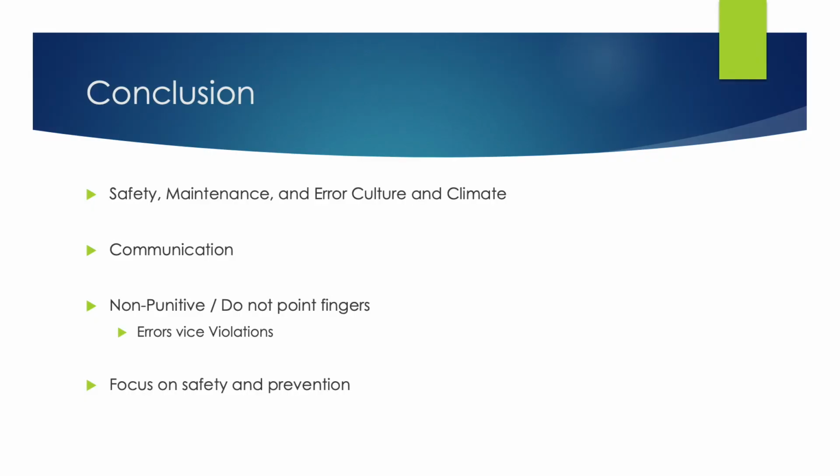Finally, the safety, maintenance, and error culture and climate of an organization say a lot about the probability of future errors and events. The need for communication strategies to solicit information and communicate externally can ensure proactive actions are taken. With a focus on safety and decreasing risk, an organization needs to focus on the prevention of errors.